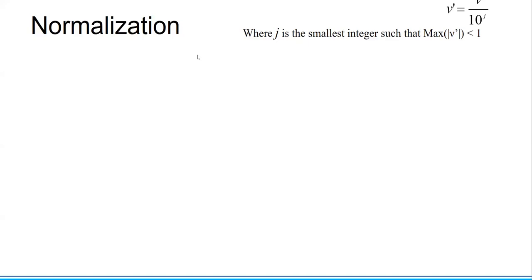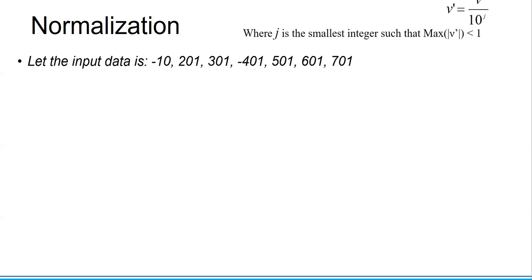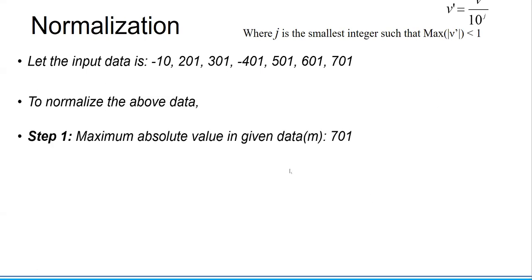And what we are going to look at for this normalization is based on an example. We have this data: minus 10, 201, 301, minus 401, 501, 601, and 701. So we will normalize the data above. The first step is to find the maximum absolute value in the given data. Among this data, the maximum is 701.